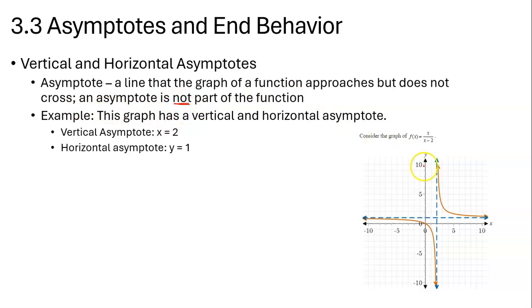For example, this graph right here has a vertical asymptote at x equals 2. It doesn't cross x equals 2. It has a horizontal asymptote at y equals 1. It doesn't cross y equals 1.